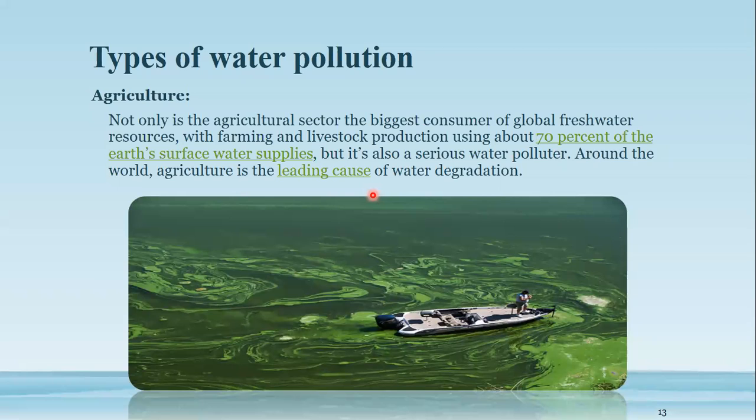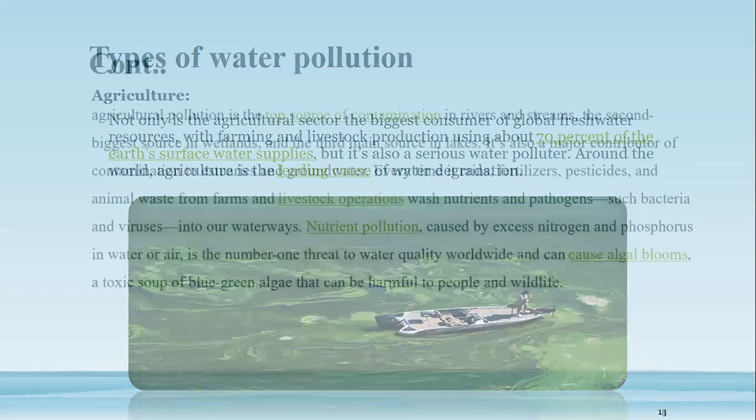Types of water pollution. Agriculture. Not only is the agriculture sector the biggest consumer of global freshwater resources, with farming and livestock production using about 70% of the Earth's surface water supplies, but it is also a serious water polluter. Around the world, agriculture is a leading cause of water degradation.